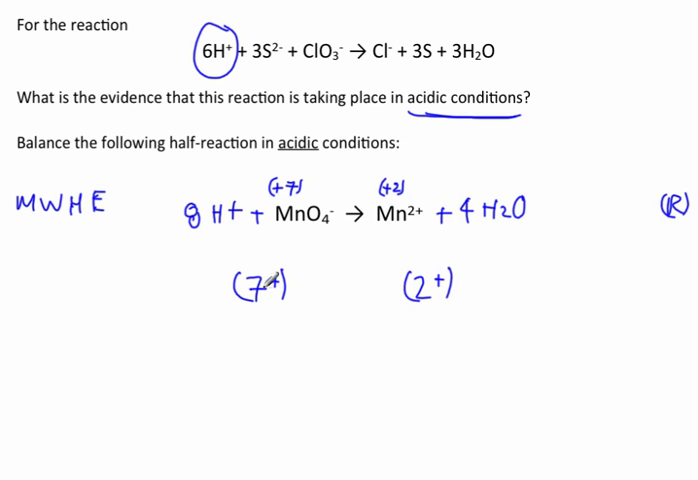So how are we going to make 7+ equal 2+? By adding negative charges. We're going to add 5 electrons to the reactant side. And it should make sense that the electrons are reactants because it's a reduction, a gain of electrons. There are the electrons that are going to be gained. It said acidic conditions, and it's acidic because of the presence of the H+ ion. So that's balancing a half reaction in acidic conditions.